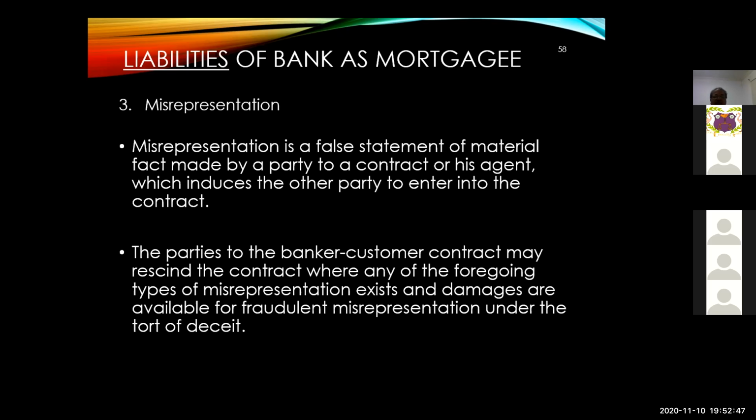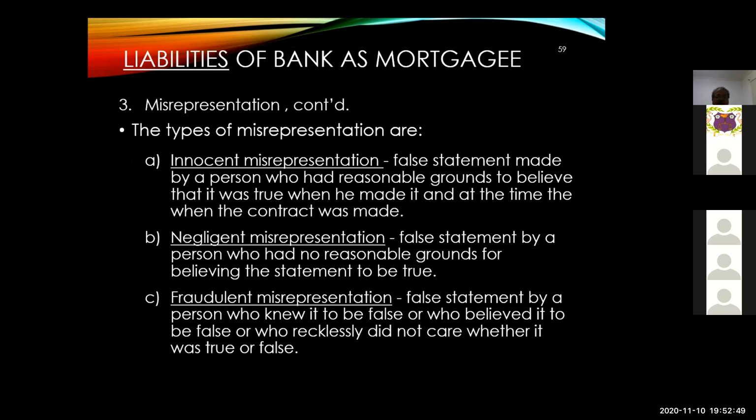Three types of misrepresentation are innocent misrepresentation, negligent misrepresentation, and fraudulent misrepresentation. Okay, innocent misrepresentation is a false statement made by a person who had reasonable grounds to believe that it was true when he made the statement, and at the time when the contract was made.